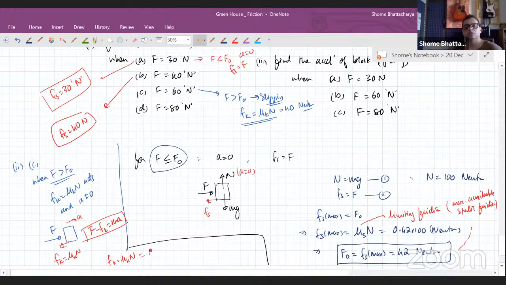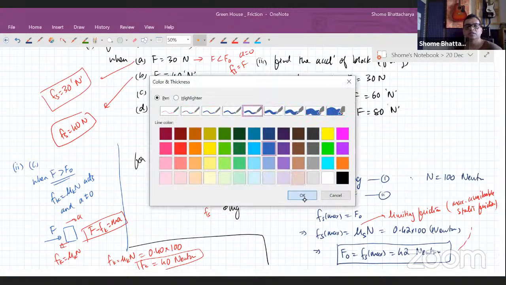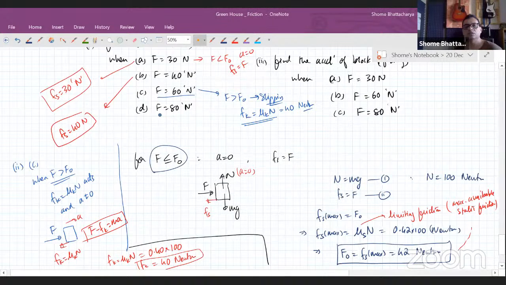So this has a value of 0.4 multiplied by 100. So 40 newtons. So the moment slipping starts, kinetic friction of this much will be acting, 40 newtons. It doesn't matter whether the external force is 60 newtons or the external force is 80 newtons. There will be a kinetic friction of 40 newtons only acting. Whereas until slipping was occurring, the static friction was adjusting itself according to the external force.